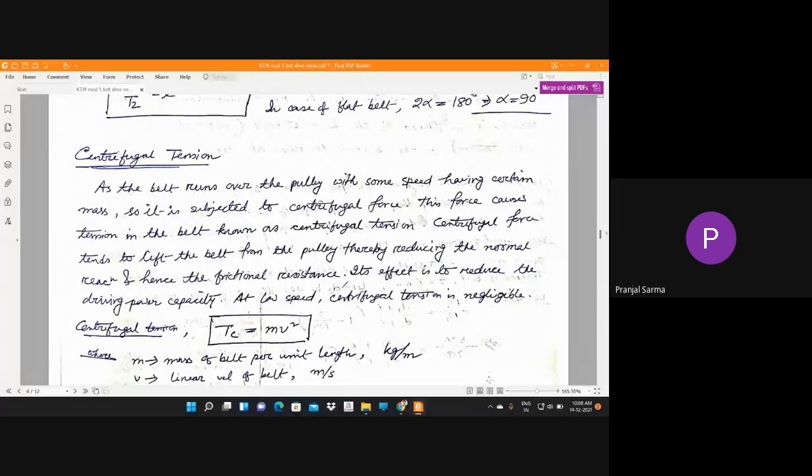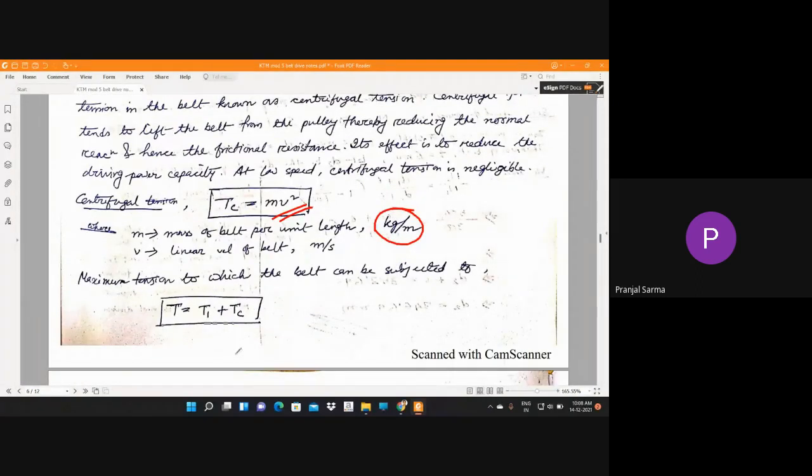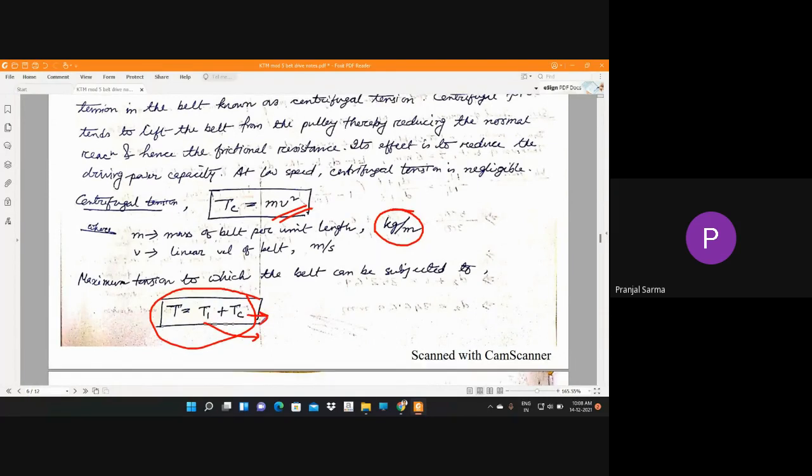Similarly, we have centrifugal tension. If you take the centrifugal tension into consideration, then Tc is given by m v square, where the important thing is that this m is the mass of the belt per unit length, that is in kg per meter. The maximum tension which the belt can be subjected to, if you consider centrifugal tension, is T, the total tension in the tight side, because that is the highest tension, plus the centrifugal tension.